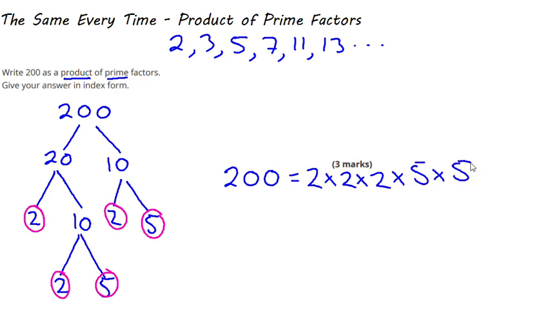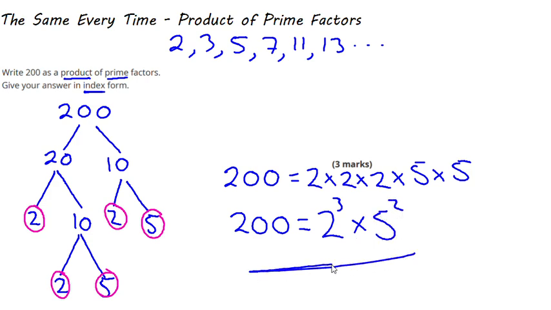And the question says, give your answer in index form. Remember, index is another word for power, so we're going to write this with powers. So 200 equals 2 times 2 times 2, 2 to the power 3, or 2 cubed, and 5 times 5, 5 to the power 2, or 5 squared. There we are. That's our final answer.